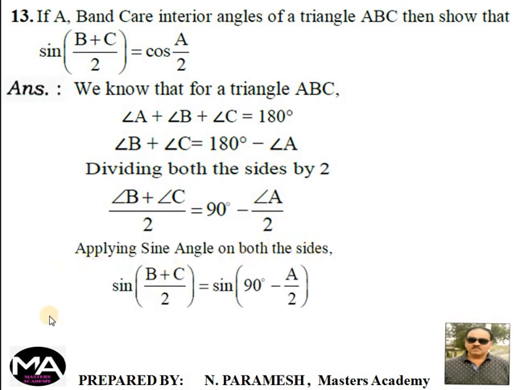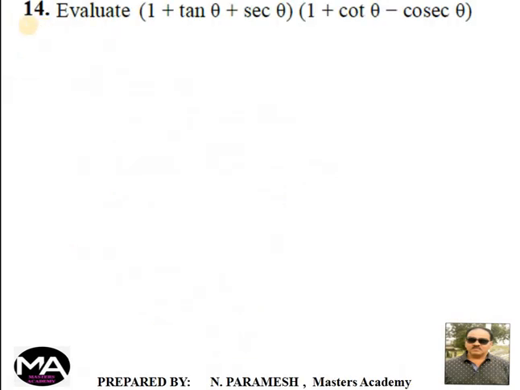Applying sine on both sides: sine of (b plus c) divided by 2 is equal to sine of (90 degree minus a by 2). Sine of (b plus c) divided by 2 is equal to cofunction, as 90 degree is 1 into 90, which is cofunction. For sine, the cofunction is cos a by 2. 90 minus lies in the first quadrant, so all the functions are positive. Therefore, sine of (b plus c) divided by 2 is equal to cos a by 2. 14th question: evaluate (1 plus tan theta plus secant theta) into (1 plus cot theta minus cosecant theta).